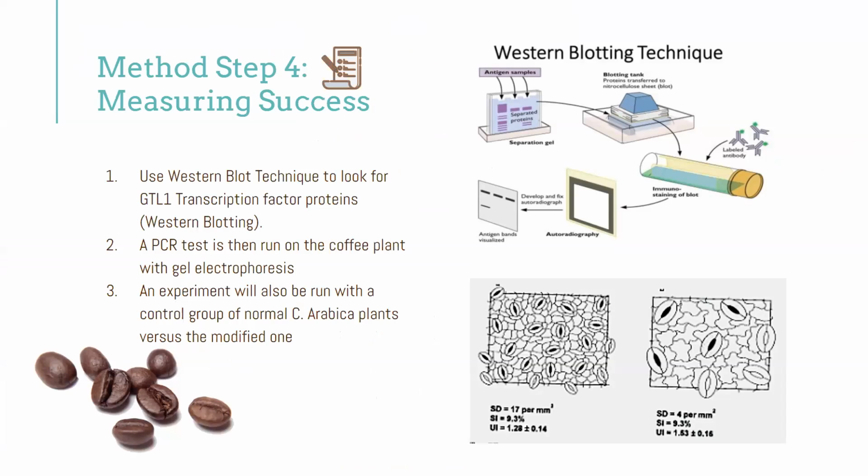The final step is to measure the overall success of the project. First, we can use the Western blot technique to search for the GTL1 transcription factor proteins. If these proteins are found, we can confidently say that the gene was inserted into the coffee's DNA and is properly being expressed. If no proteins are found, however, we can run a PCR test along with gel electrophoresis to see if the gene is present in the coffee's DNA.